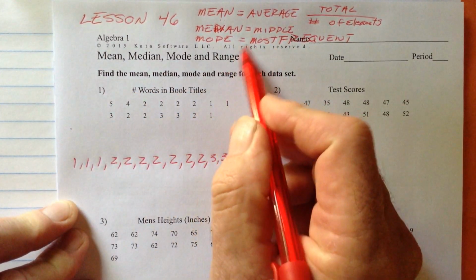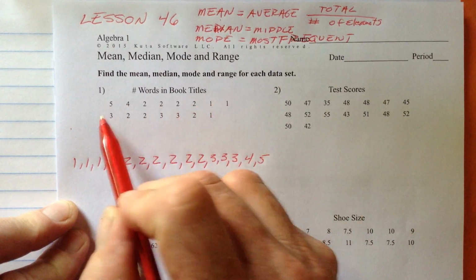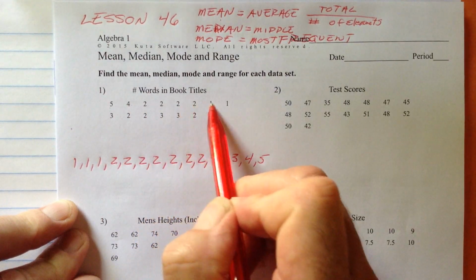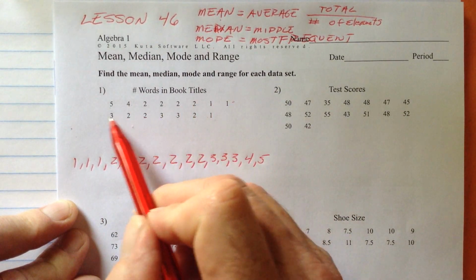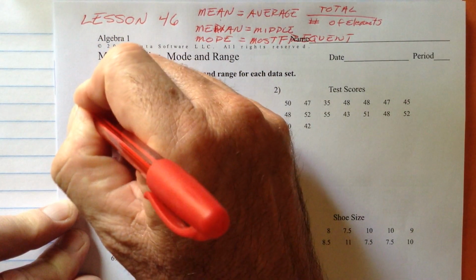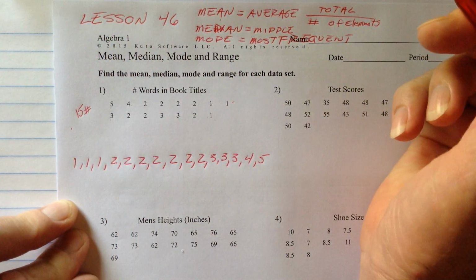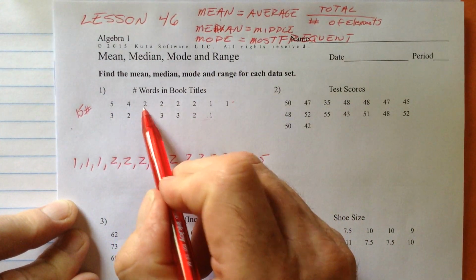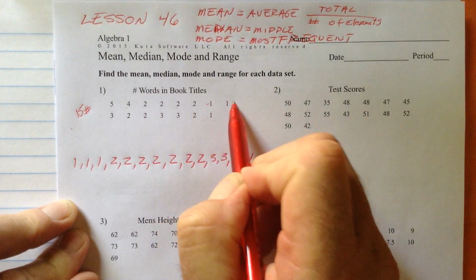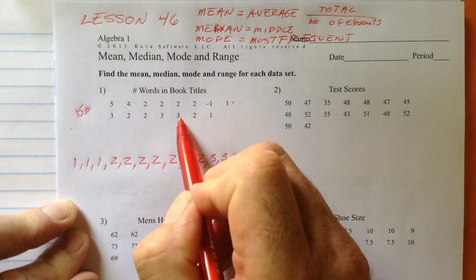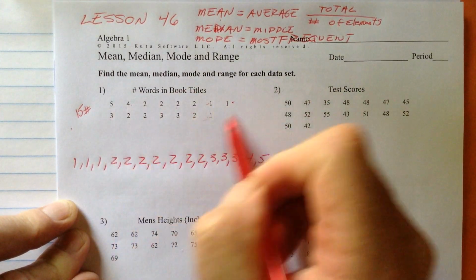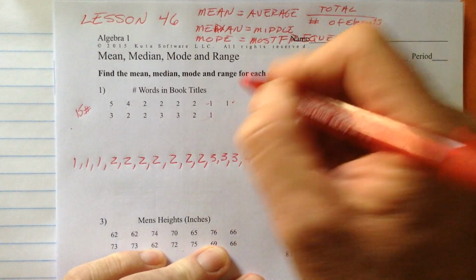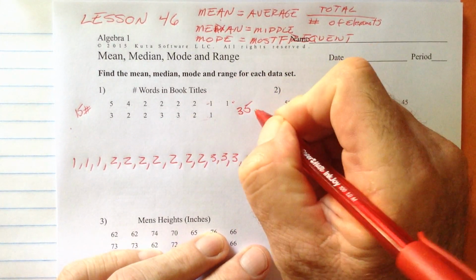So to find the average, you first have to count how many numbers you have in the data set. So here I got 1, 2, 3, 4, 5, 6, 7, 8, 9, 10, 11, 12, 13, 14, 15 numbers. So I have 15 numbers. And then you have to add them all up. You have to go 5 plus 4 plus 2 plus 2 plus 2 plus 2 plus 1 plus 1 plus 3 plus 2 plus 2 plus 3 plus 3 plus 2 plus 1. If you add them all up, I went ahead and did that here already, and it adds up to 35 is the total.